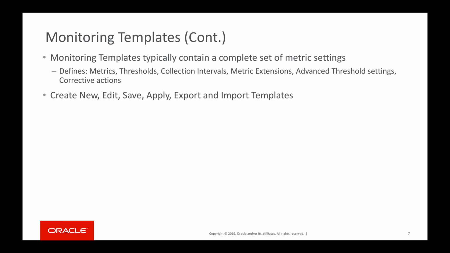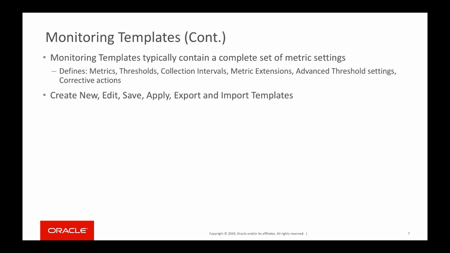Monitoring templates typically contain a complete set of metric settings, which includes metrics, threshold values, collection intervals, metric extensions, advanced threshold settings, and corrective actions. Essentially, once you go through the out-of-the-box metric settings and customize them, which is a one-time operation you have to perform for each target type, you can save the settings in a monitoring template so that you can copy the same settings to other targets you have in your environment.